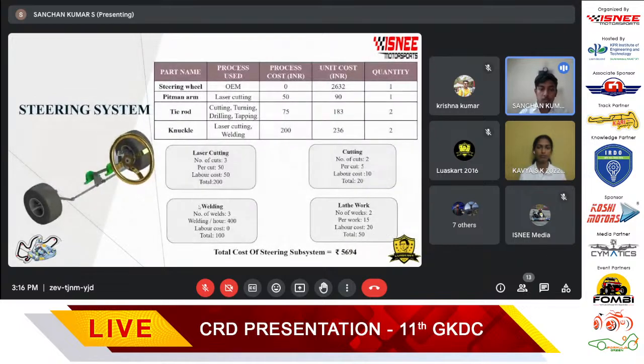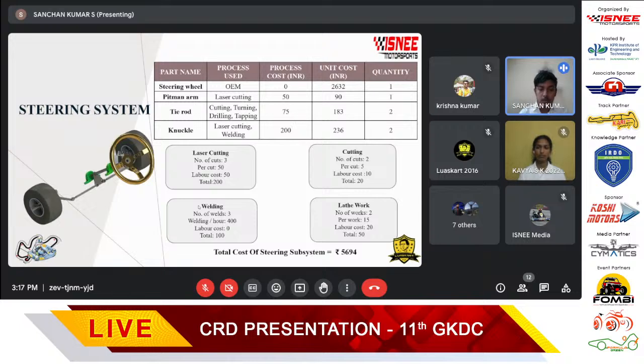When it comes to the steering system, we have a few parts like steering wheel, pitman arm, tie rod, and knuckle. Since the steering wheel is an OEM part, it doesn't have any process cost, and the unit cost by including the OEM cost and the fastener cost is rupees 2,632. By using laser cutting, we have manufactured the pitman arm, where the process cost for a single cut is rupees 50, and the unit cost is 90.